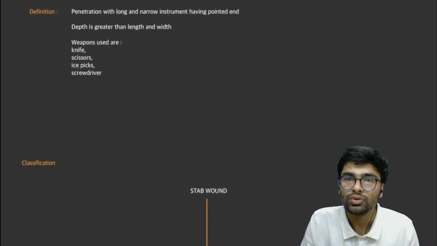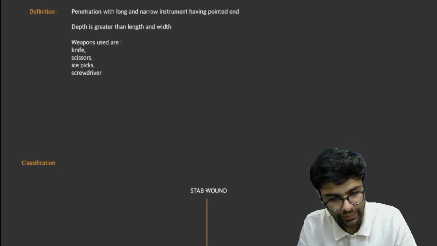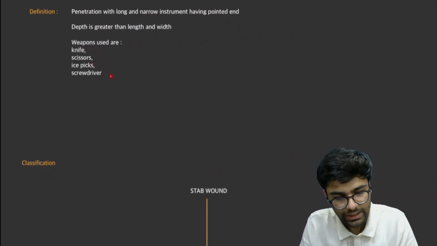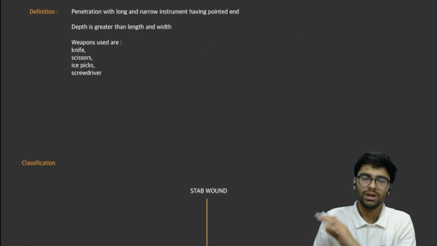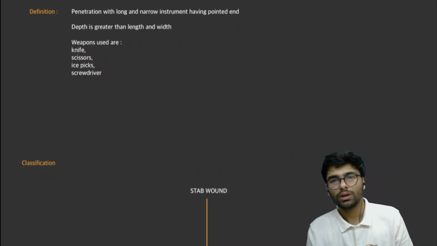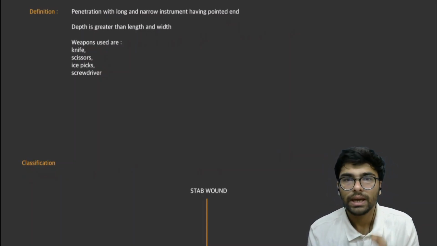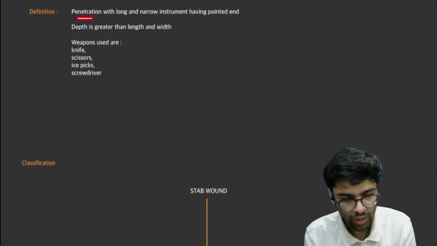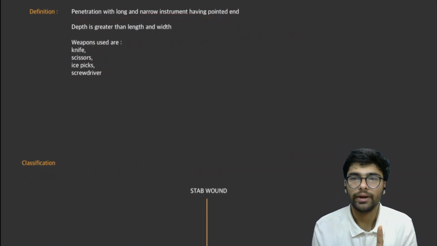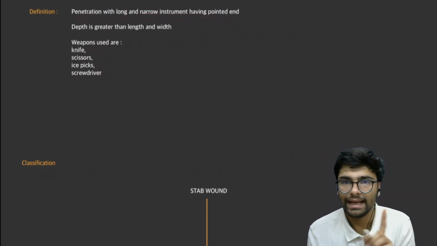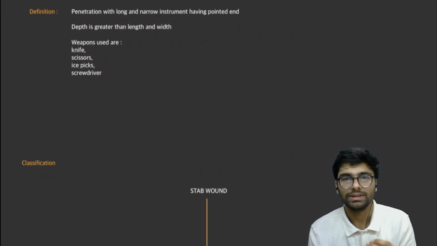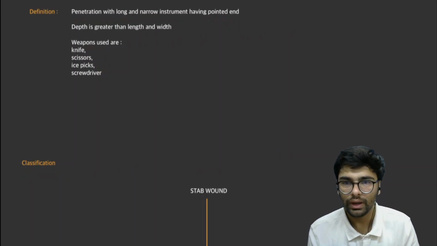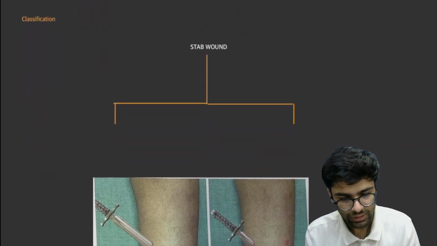The weapons generally used are knife, scissors, ice pick, and screwdrivers. These are the most important ones. There are more than 100 weapons, but we are not concerned with that. Okay, so definition is penetration with long and narrow instrument having pointed end. Depth is greater than length and width, and you can write the examples of such weapons: knife, scissors, etc. Okay, now let us move to the classification.